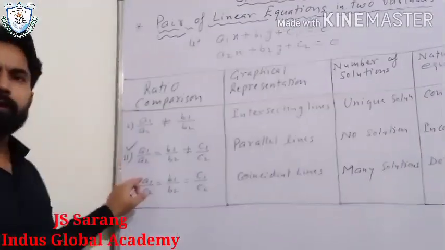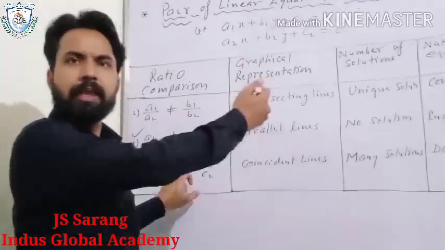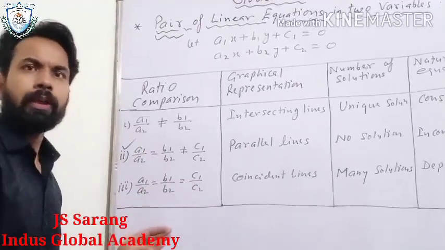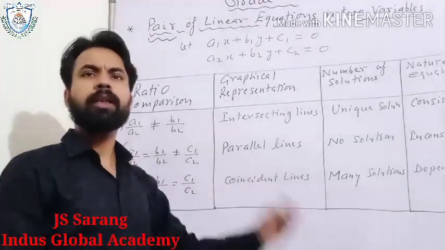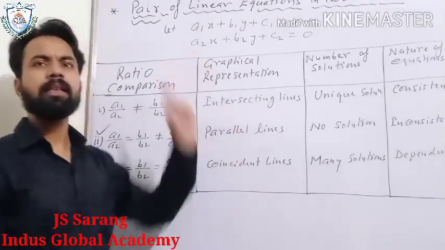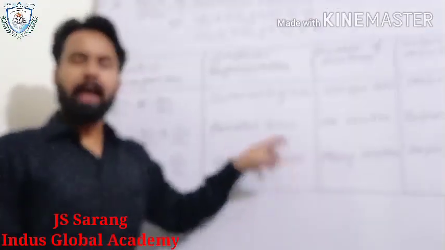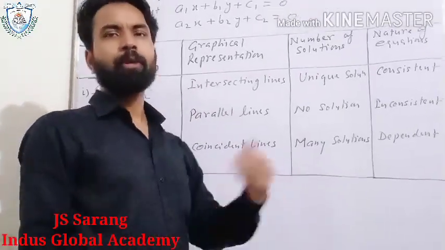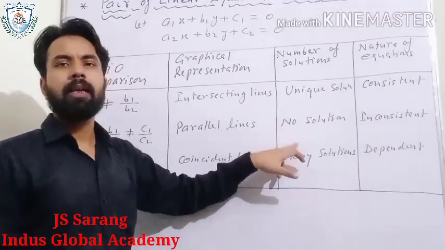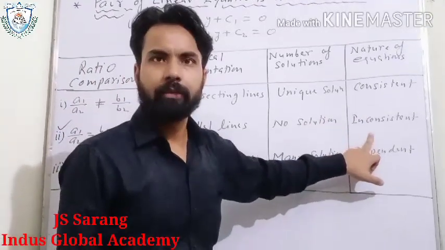If a1 upon a2 equals b1 upon b2, but it is not equal to c1 upon c2. Are you getting this point? a1 upon a2 is equal to b1 upon b2, not equal to c1 upon c2. Then the graphical representation of these equations will be parallel lines. The lines will be parallel. And if the lines are parallel, then there will be no solution. Understood? If there is no solution, that means the nature of the equation will be inconsistent.